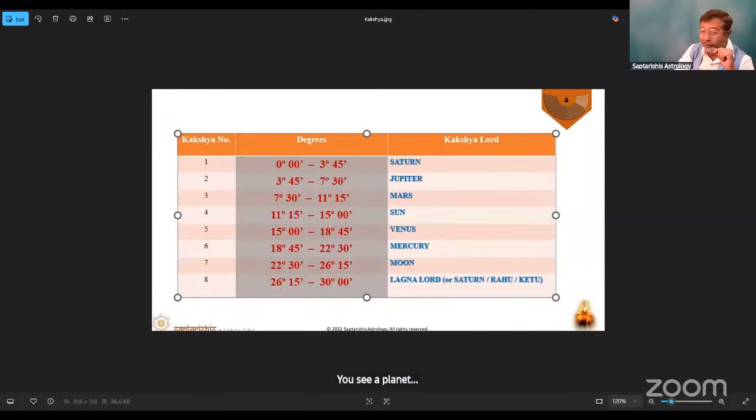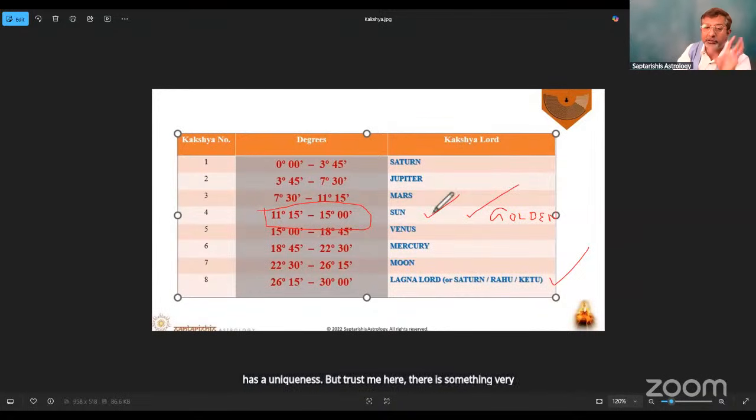Let's assume, okay, you see a planet at 14 degree. Now this degree, now let me tell you, okay, slight variation here, but it is linked to Navamsha. This is like a golden degree. Are you getting it, everybody? This slab, this you'll not find in any book. This slab and this slab, of course, every slab, every kaksha has a uniqueness. But trust me here, there is something very unique about this degree.